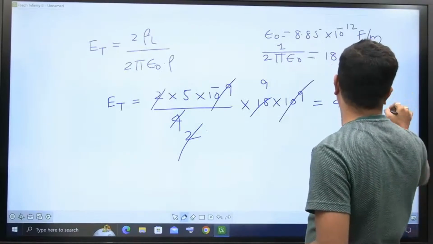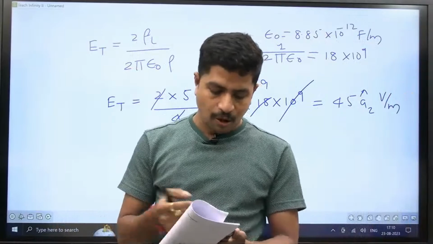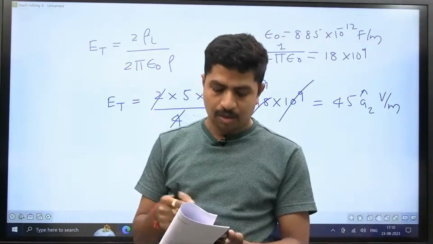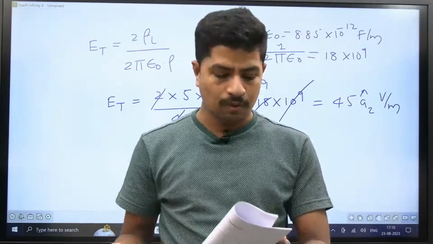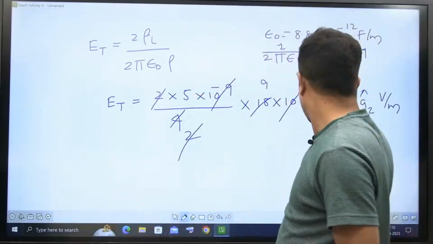Yes, it is electric field intensity, always per meter. Electric field intensity is always per meter. I told you, you also can solve. You solve it and let me know the answer.